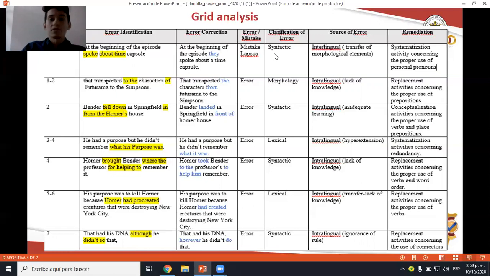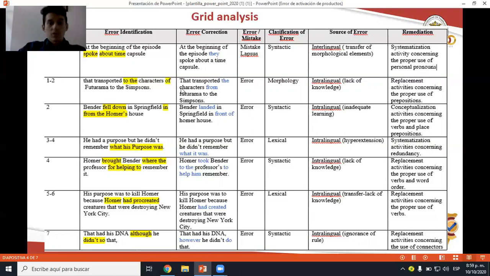So I classified it as a syntactic error because it's a rule that they already have, but they tend to forget it or do a transfer from Spanish. And a remediation that I proposed for this error was a systematization activity concerning the proper use of personal pronouns.